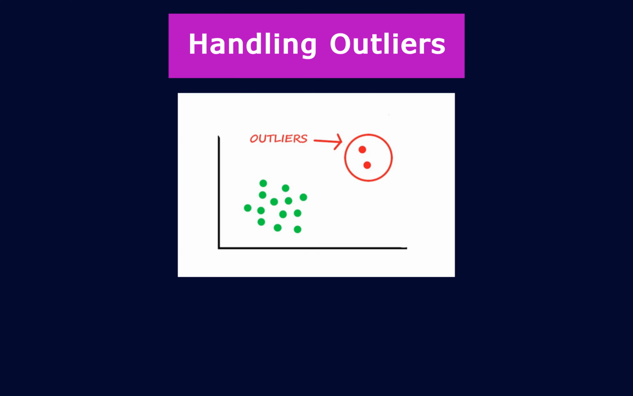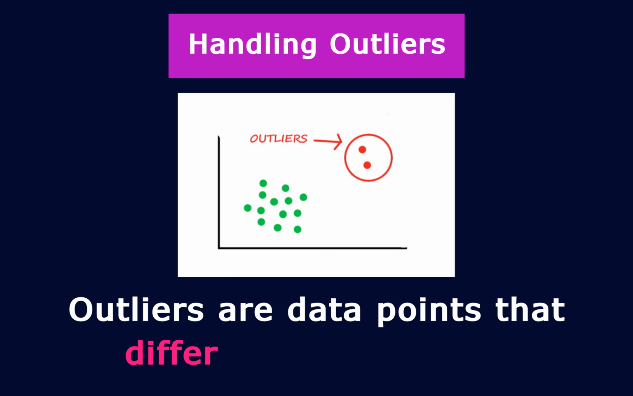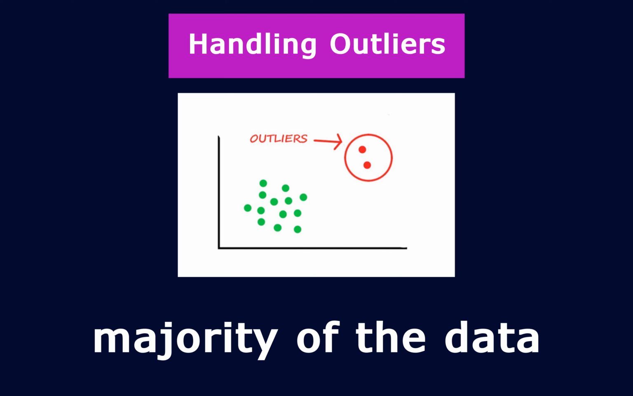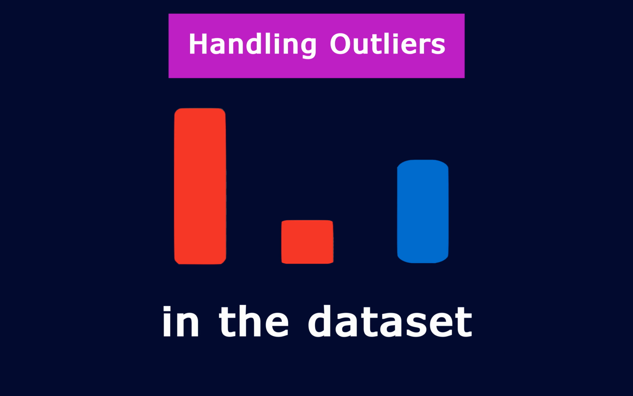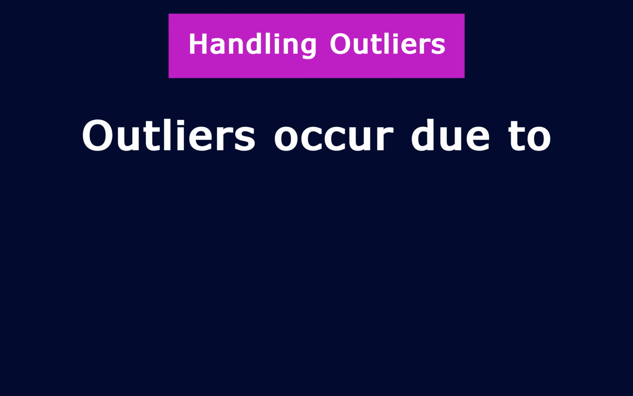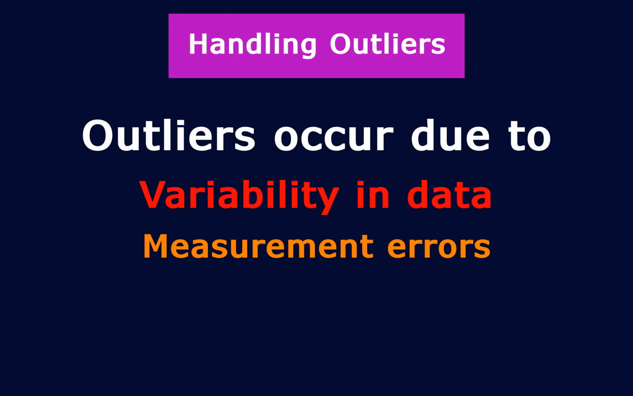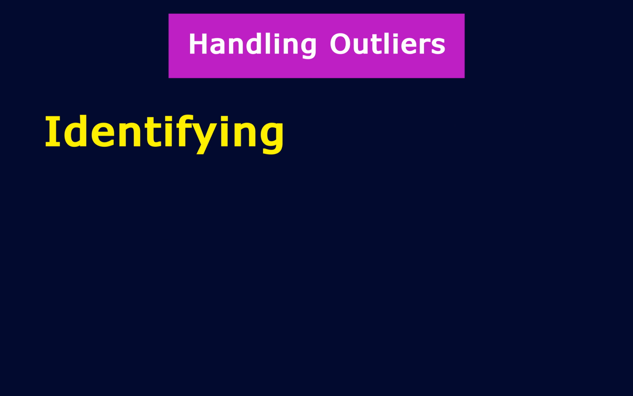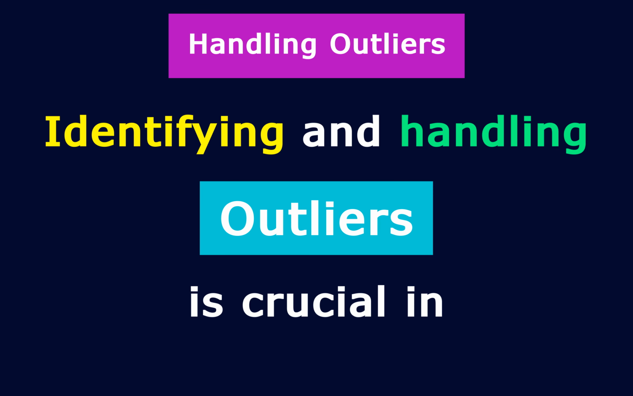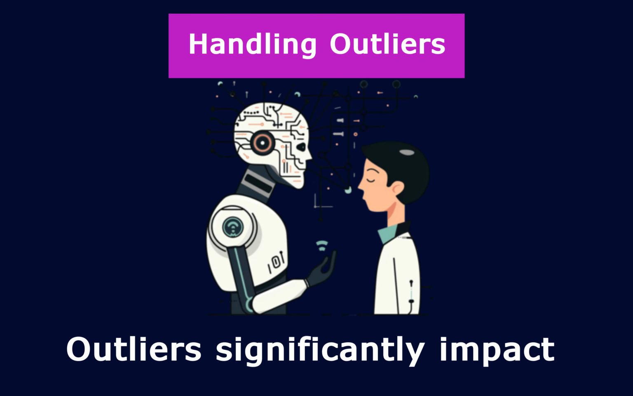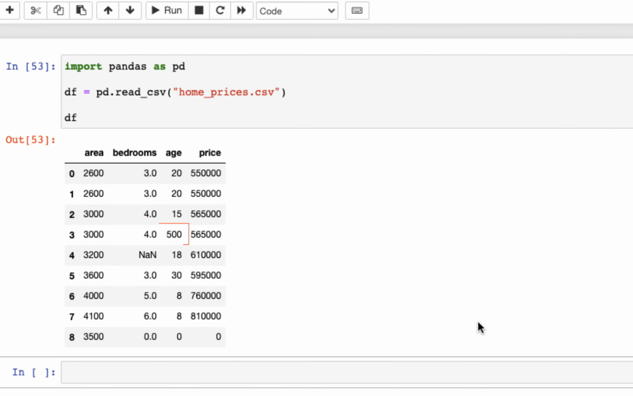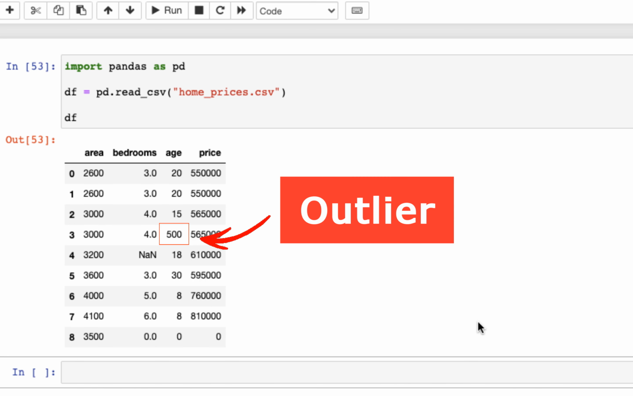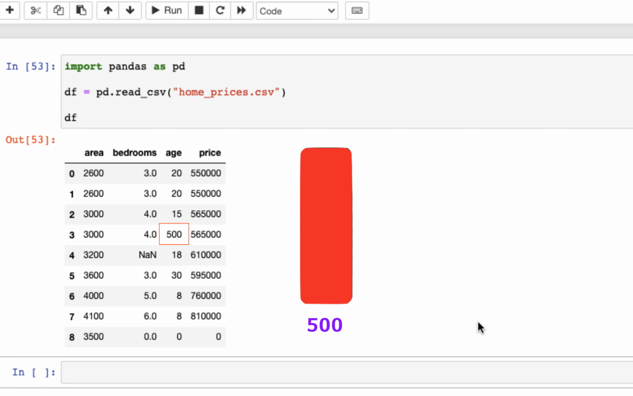Handling outliers. Outliers are data points that differ significantly from the majority of the data. They can be unusually high or low values compared to the other observations in the dataset. Outliers can occur due to variability in the data, measurement errors, or experimental errors. Identifying and handling outliers is crucial in machine learning because they can significantly impact the performance of the model. In our observation, the age of the home, 500 years, is an outlier because 500 is a high value compared to other observations in the dataset.